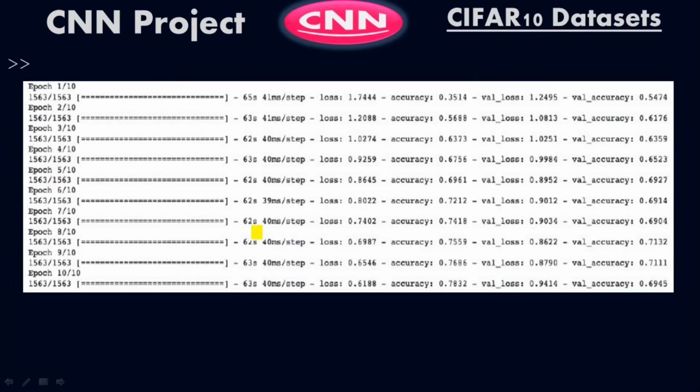Look, we have a total of 10 epochs, which means there will be 10 cycles: 1, 2, 3, 4, 5, 6, 7, 8, 9, 10. 10 epochs means completing 10 cycles. Within these 10 cycles, the model will be trained.